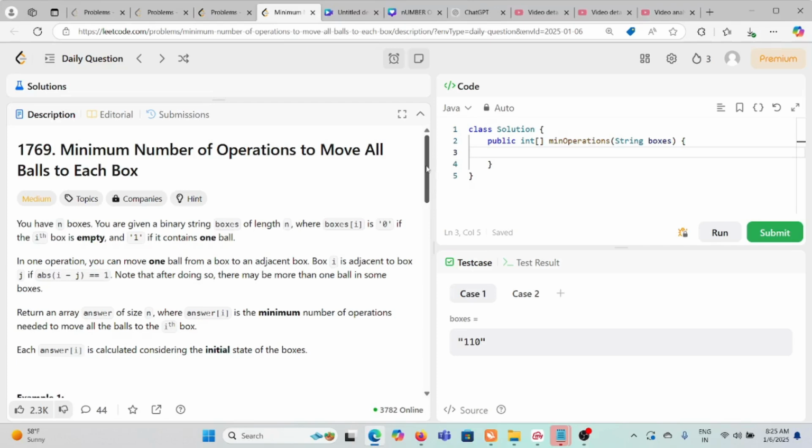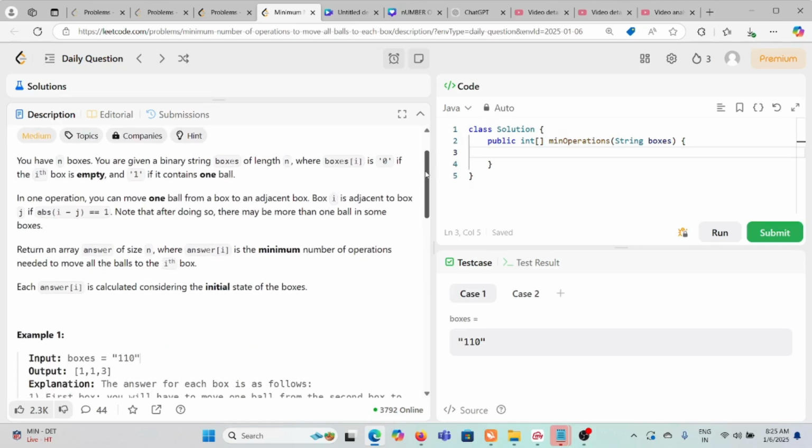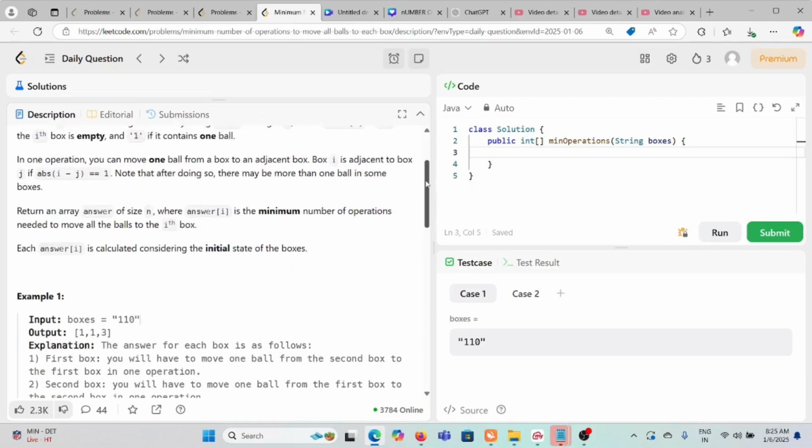Today we are solving this problem, minimum number of operations to move all balls to each box. So basically, you have n boxes, and you are given a binary string boxes of length n, where boxes[i] is 0 if the ith box is empty and 1 if it contains one ball. So if boxes[i] is 0, there is no ball, but if it is 1, that means there is one ball.